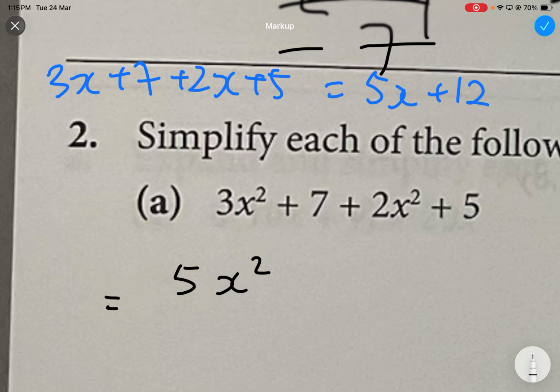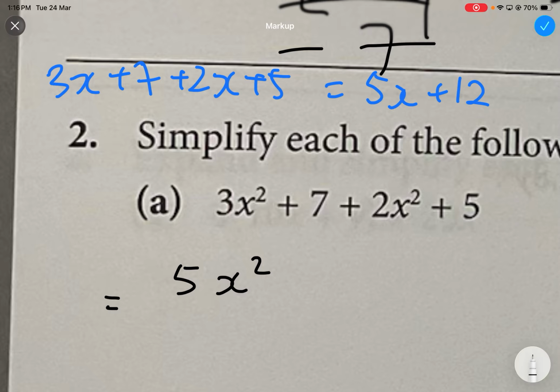But x squared and x, they are different, so I cannot add them together. I have to leave them separated. Does that answer your question? Yeah. X squared and x, they are different, so I don't add them. I leave them as separate terms.